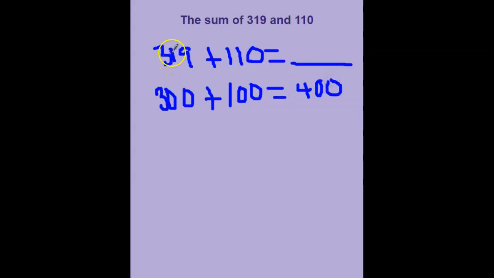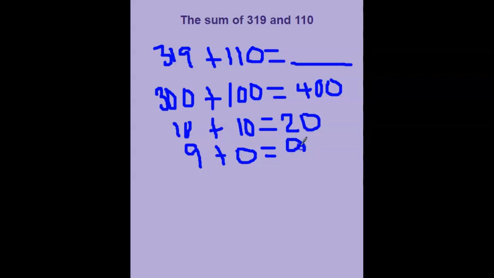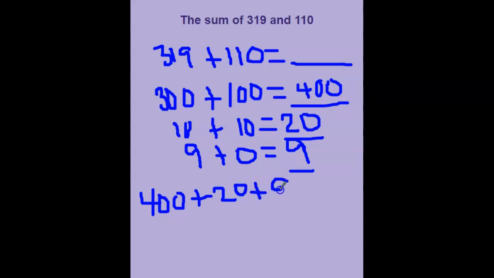Now let's look at the tens place. A 1 in the tens place and a 1 in the tens place. A value of 10 and 10 equals 20. And then we have 9 ones in 319 and 0 ones in 110. So I have 9 plus 0 equals 9. Then I'm going to add all of my sums together. 400 plus 20 plus 9 gives me a sum of 429.